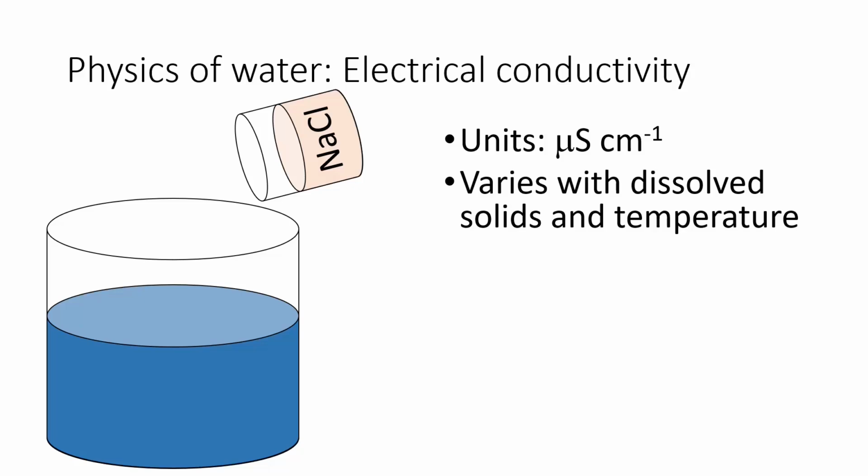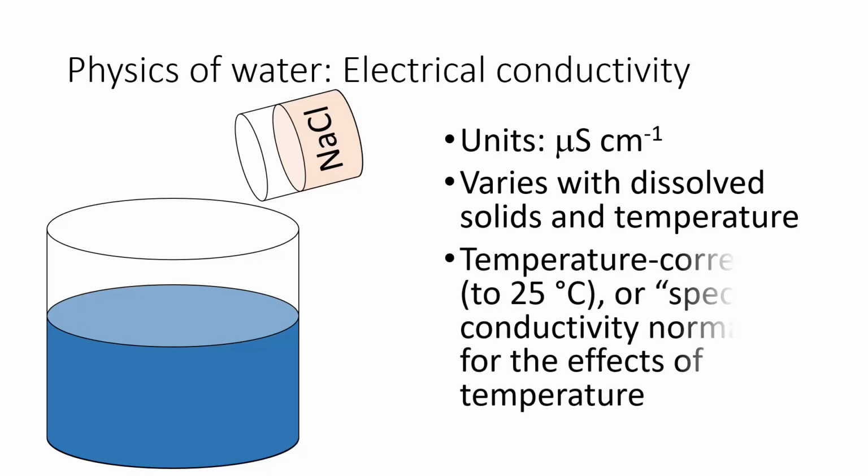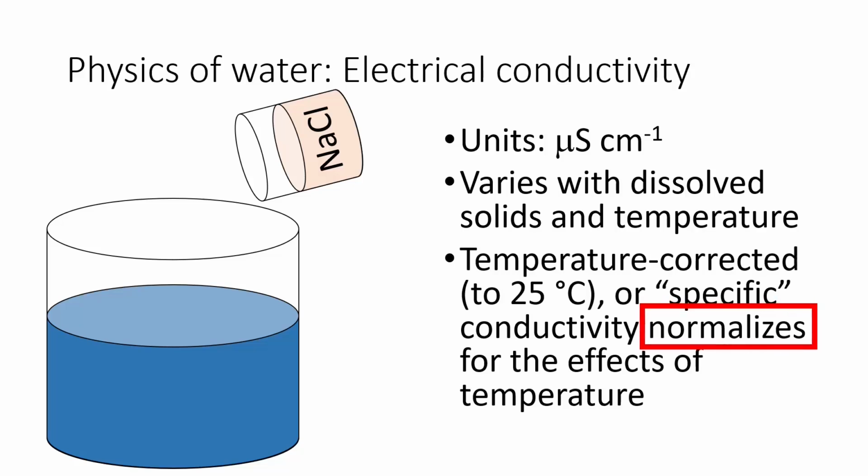Now this electrical conductivity that we can measure will vary with the dissolved solids in the water, but unfortunately it also varies with temperature. Fortunately, the variation of conductivity with temperature is a pretty well-known relationship. So what we tend to do is normalize for temperature. So we have a temperature-corrected conductivity, or it's sometimes called the specific conductivity or specific conductance. And that means it is specific to the temperature that the water is at.